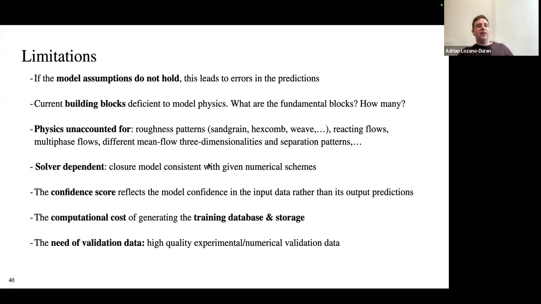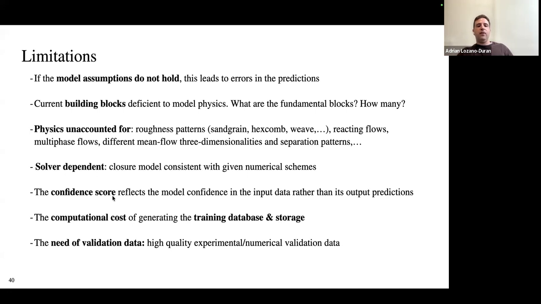Another is that it's solver dependent. When I mentioned the training data, maybe some of you thought, what happens if I change my solver? And actually, it's a bit annoying if you change your solver. The model is trained to be consistent with some particular numerical scheme. If we change the solver, we need to retrain the model. And we didn't find a way of making this universal and independent of the numerical schemes for now. So in a way, we need to go through this retraining process.